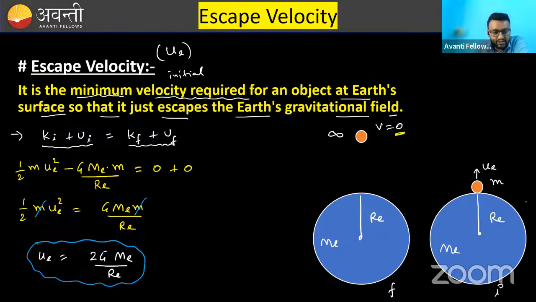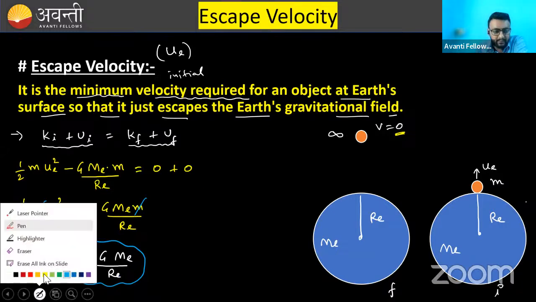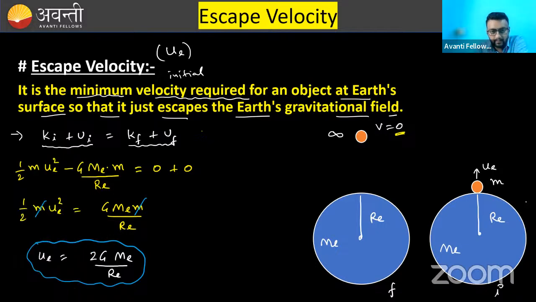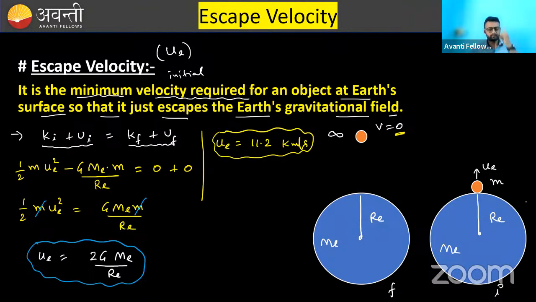And I think you know all these values. Capital G, mass of the Earth and radius of the Earth are all known. If I put all these values, then ue came out to be approximately 11.2 kilometer per second. Any one of you remember, I think that is 11.2. This is the value of escape velocity. I hope it is clear to you. If you have any doubt, you can ask me.